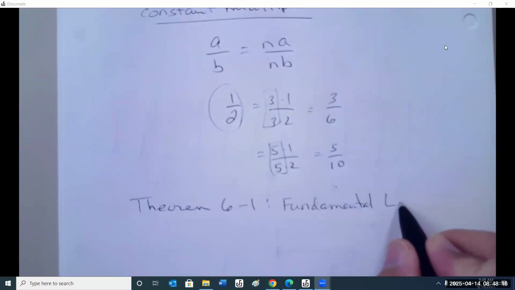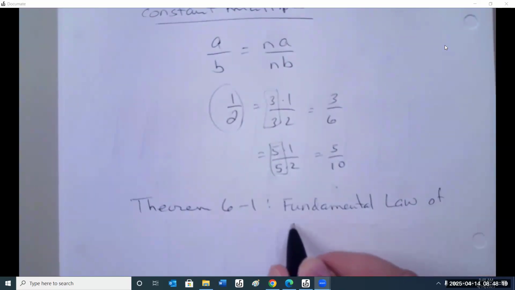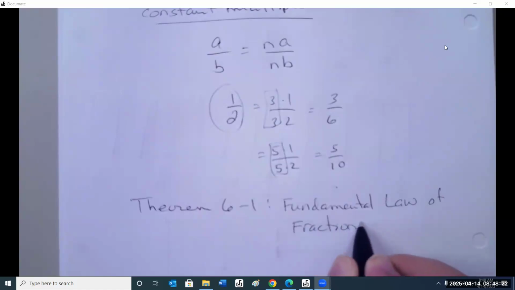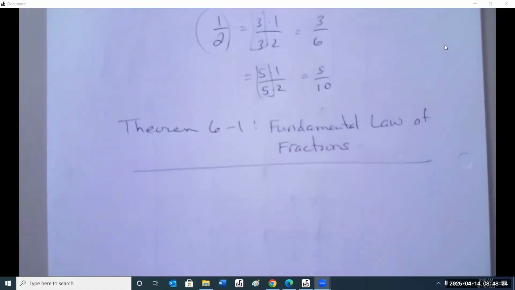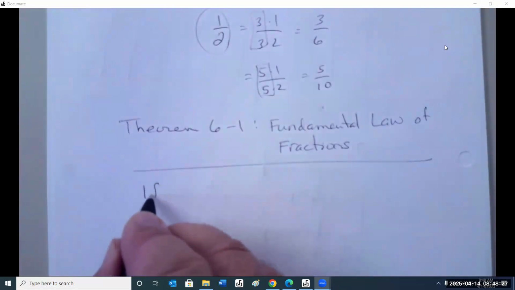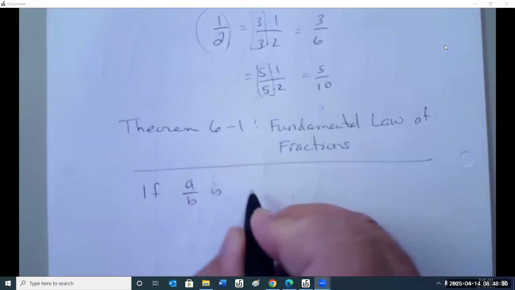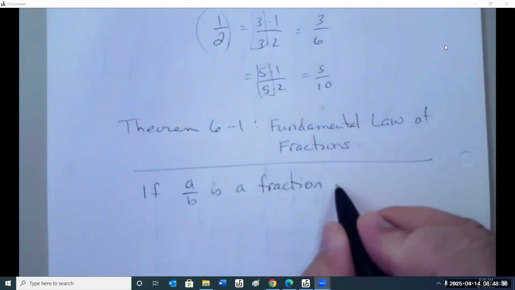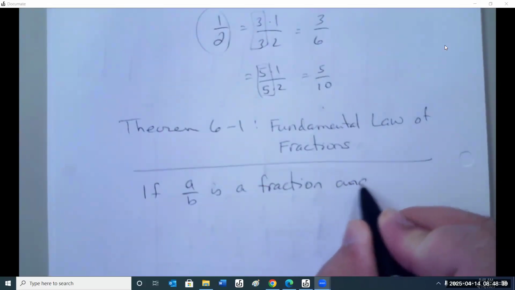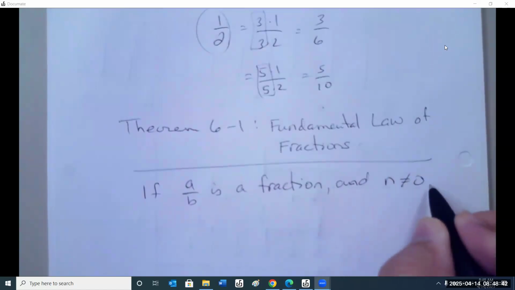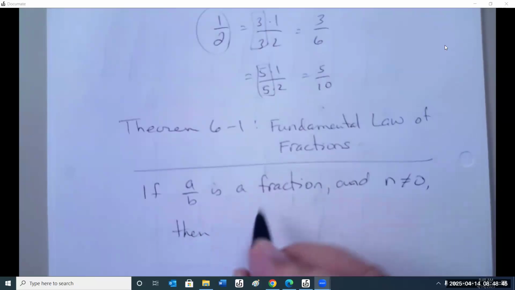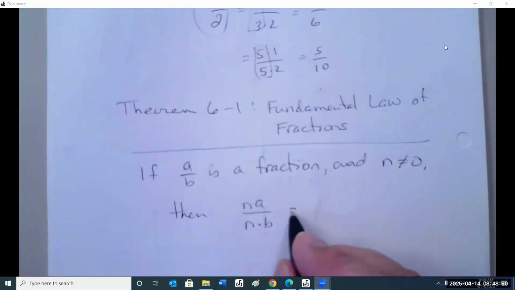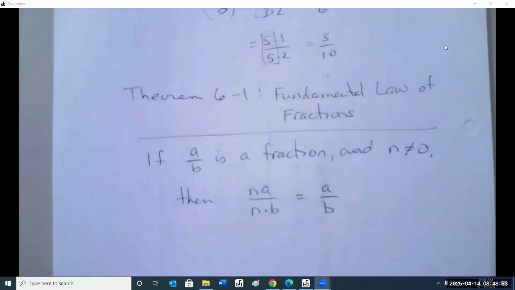The fundamental law of fractions. If A over B is a fraction, and n does not equal 0, then n times A over n times B is the same as A over B. This is a pretty powerful theorem.